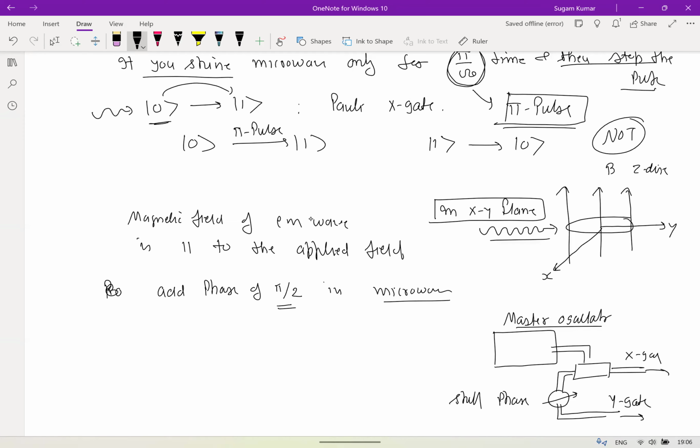So this can create a Y gate. You just rotate the phase of the EM waves by pi by 2, and you can see that this is going to act like a sigma Y gate. So this is how physically, on the ground, we are generally going to observe this phenomenon. I hope up till here it is clear to everybody.